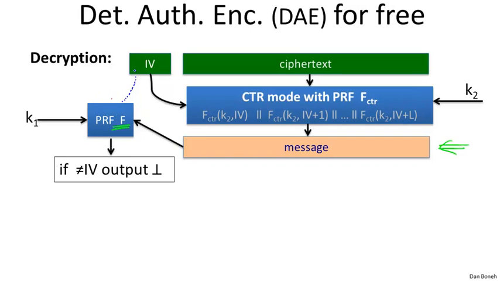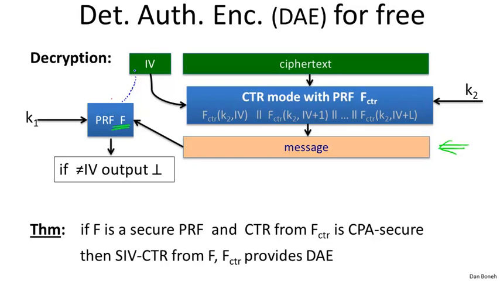So this is really cute. It's a very simple built-in check to make sure that the ciphertext is valid. We simply check that after decryption, if we rederive the IV, we would actually get the correct IV. And if not, we reject the message, and I claim that this simple check during decryption is enough to provide ciphertext integrity, and therefore deterministic authenticated encryption. I'll state this in a simple theorem: if F is a secure PRF, and counter mode that's derived from F_CTR is CPA secure, then the result, in fact, is a deterministic authenticated encryption system.